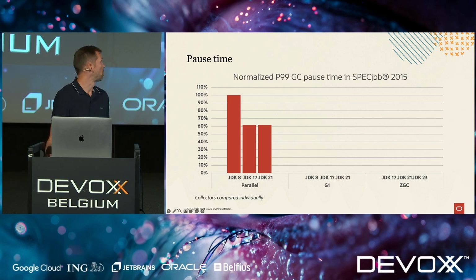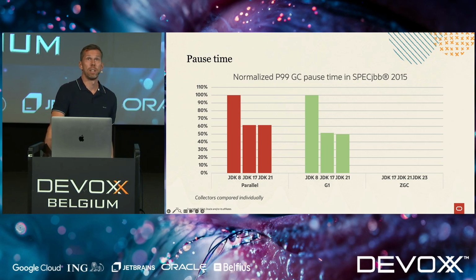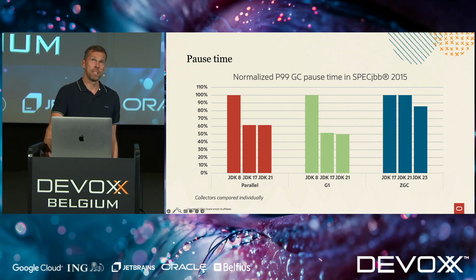And then they were kept more or less on the same level between 17 and 21. And the same goes for G1. The big difference again is between 8 and 17, but still some additional progress between 17 and 21. And for CGC, the improvements aren't as big, but still the generational mode cut away 15% of the worst case latencies, which is nice. But still, this doesn't show up in the latency score.